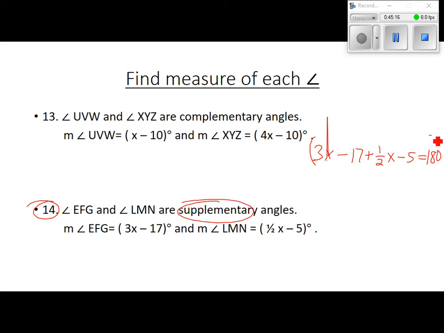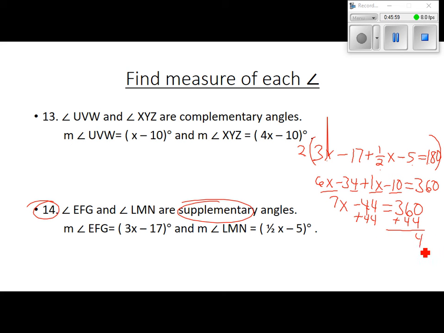I'm going to multiply everything by 2. I'm going to be careful what I'm doing this time. That's 6x minus 34, and 2 times the 1/2, take 2 times the top, which is 2, divided by the bottom. 2 divided by 2 is just 1, so we end up with just 1x there. 2 times the negative 5 is negative 10, and then 2 times the 180 is 360. Collect like terms. You got 7x. Negative 34, negative 10 gives me negative 44, equals 360. Add 44 to both sides.